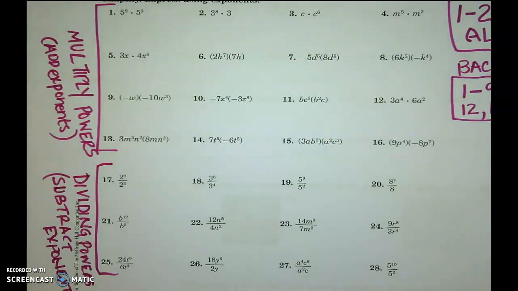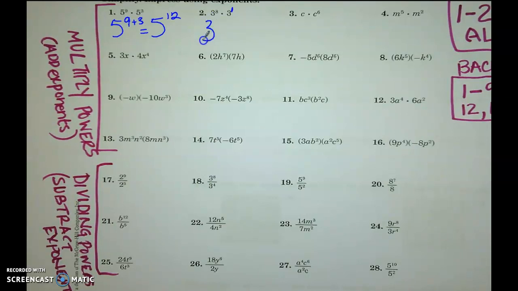So, for example, number 1, 5 to the 9th times 5 to the 3rd. That's really going to end up being 5 to the 9 plus 3. That ends up being 5 to the 12th power. Okay? Number 2, when we don't see an exponent, we have to know that that exponent is a 1.